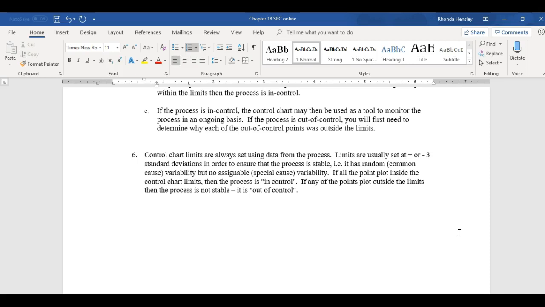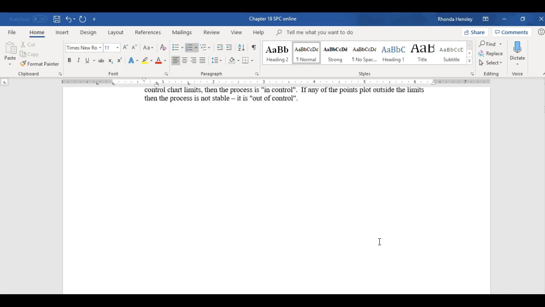Shewhart's theory said that since 99.7% of all observations are plus or minus 3 standard deviations in a normal distribution, that's what he used to build control charts with. So we will stick with that. You shouldn't see anything in any of your homework assignments or test assignments that's anything different.